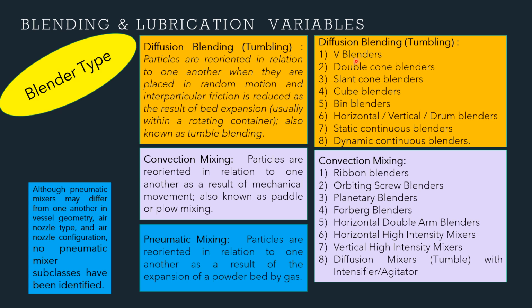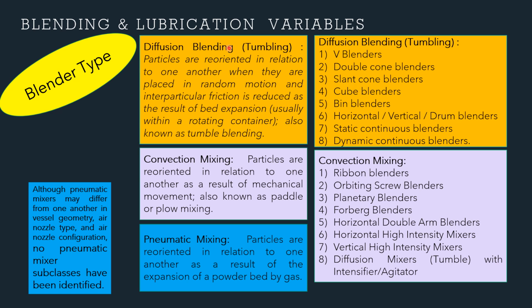But if this is not possible for some reason, at least use a blender of the same category, like diffusion blending. Don't go from diffusion to a convection mixing blender. Use a diffusion blender only. If you are using a bin blender, then use a bin blender only, not a bin blender with an intensifier, because it will change your scale up strategy. So first thing, blender type: keep the same blender type, or at least keep the principle of the blender type the same.